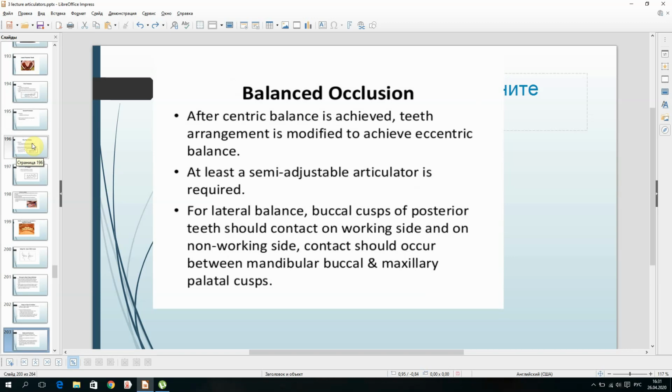Balanced occlusion. After centric balance is achieved, teeth arrangement is modified to achieve eccentric balance. At least a semi-adjustable articulator is required. For lateral balance, buccal cusps of posterior teeth should contact on the working side, and on the non-working side, contact should occur between mandibular buccal and maxillary palatal cusps.